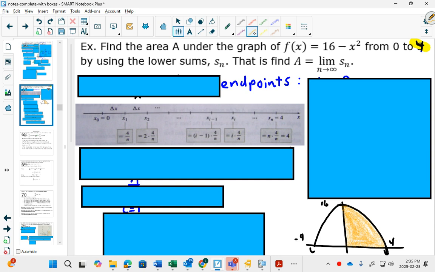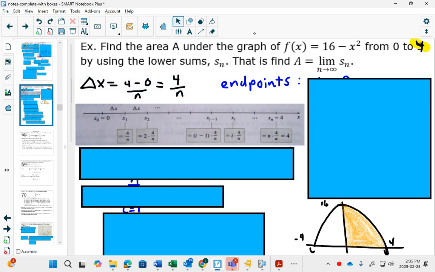But this one we have no formula, so now we have this idea of, can I break this up into a bunch of different rectangles? And this time I'm going to find my lower sums. So would you agree that from 0 to 4, this distance is 4? And if we divide it into n equal sections, then one of these sections, where I draw a rectangle, that length on the bottom would be 4 over n.